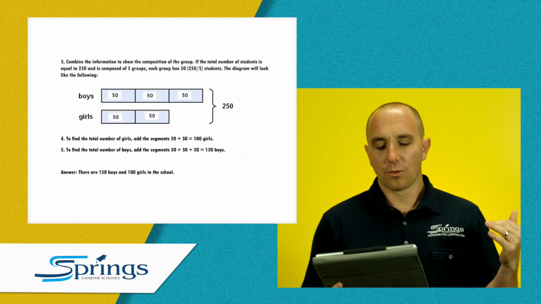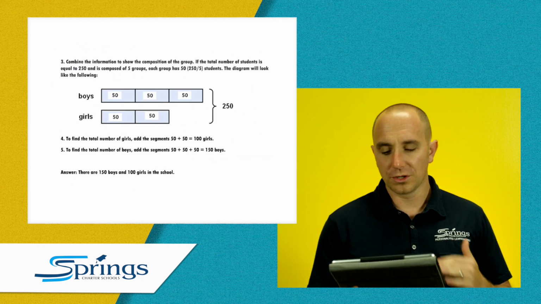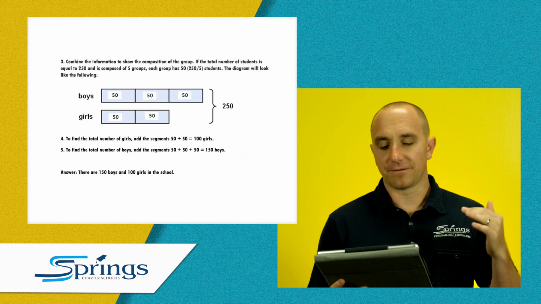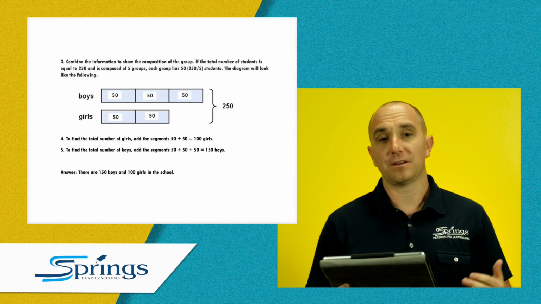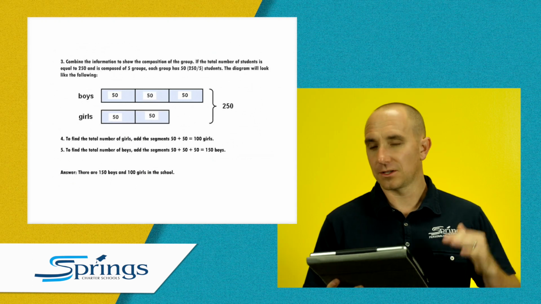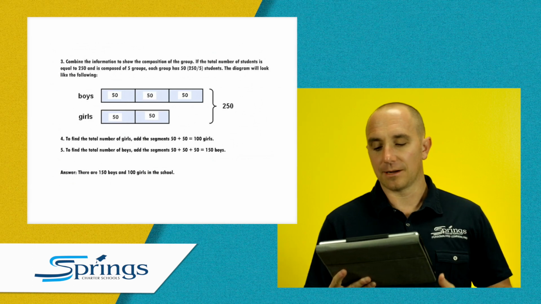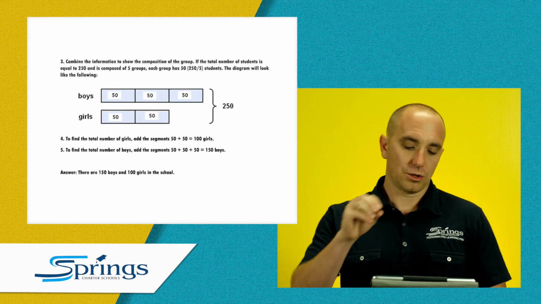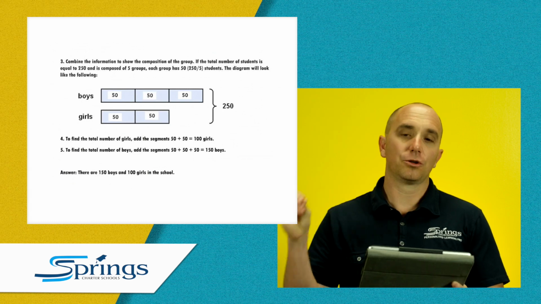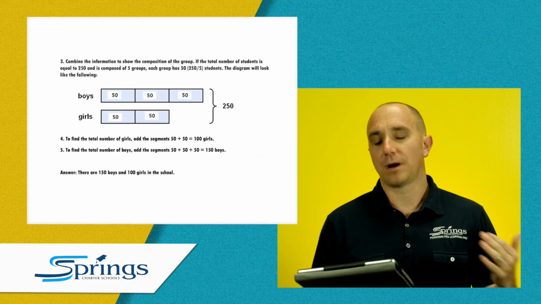Okay, so we're going to combine the information to show the composition of the group. The total number of students is 250 and is composed of 5 groups, so each group has 50, because 250 divided by 5 is 50. Think about that. So the diagram will look like this. You have 50, 50, and 50 for our 3 groups of boys and 2 groups of 50 for our girls, totaling our 250 student population.